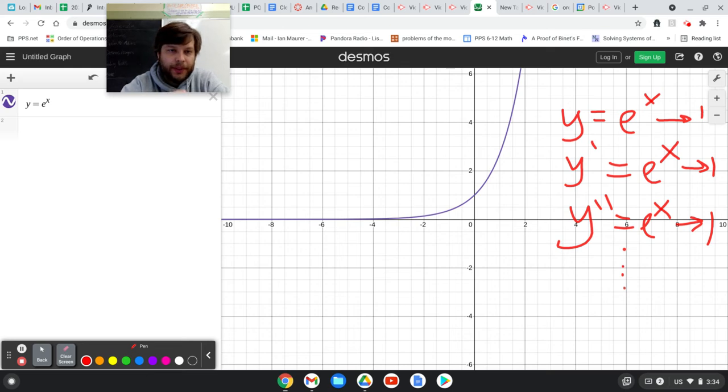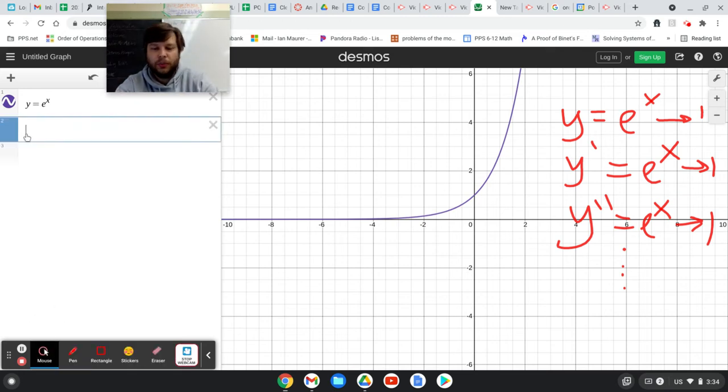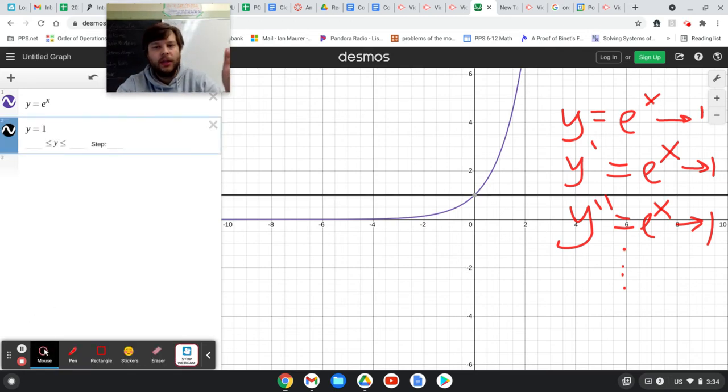And so watch as I build up the Maclaurin series. At each stage, you're going to see that it becomes a better approximation of the curve. So here we go. Let's get started with y equals 1. Not a great approximation, but it does exactly equal e to the x when x is equal to 0.